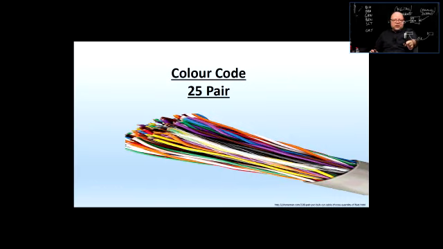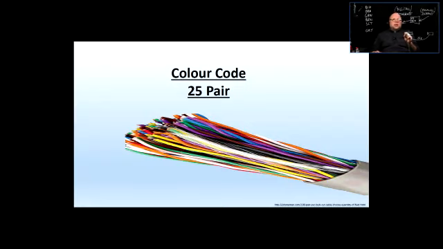So pair 1 on this end is going to be pair 1 on that end. And pair 17 on this end is going to be pair 17 on the other end, if those two ends are terminated properly according to the color code. Now, the first 4 colors of the 25 pair color code you already know, because we're doing the labs right now as we speak.